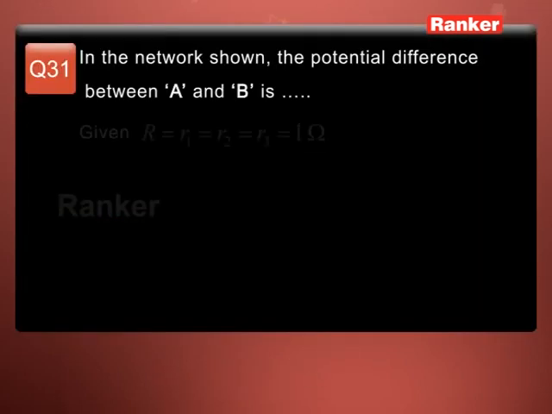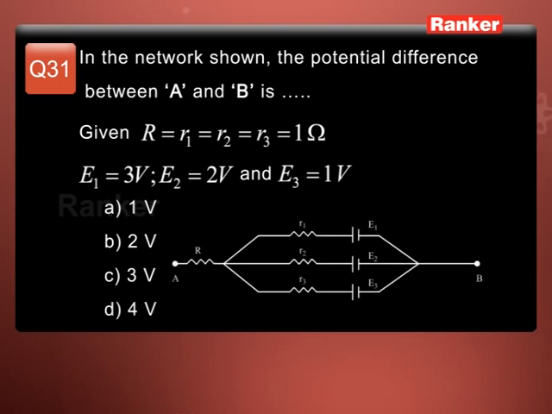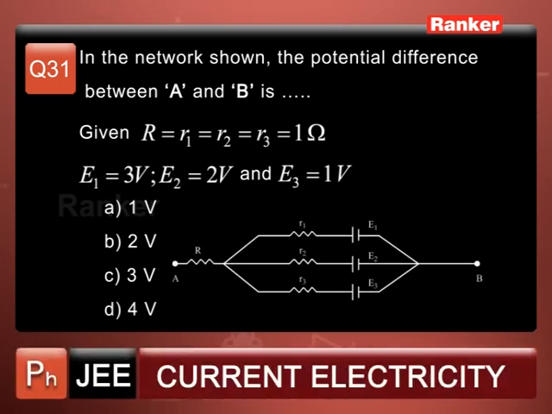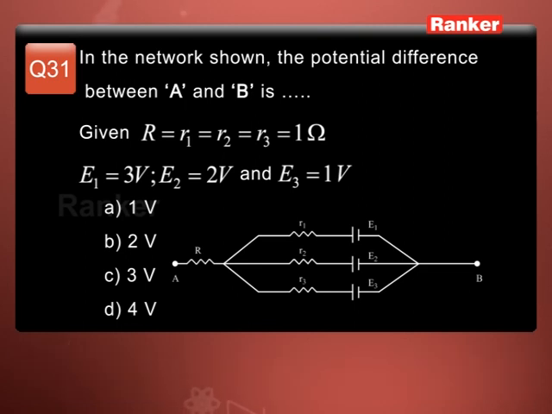Let us switch over to the next problem, that is problem number 31. In the network shown, what is the potential difference between A and B? He has given us a small circuit. Out of that, he gave the values of R, R1, R2 and R3. Each one is 1 ohm. He gave E1 as 3 volt, E2 as 2 volt and E3 as 1 volt.